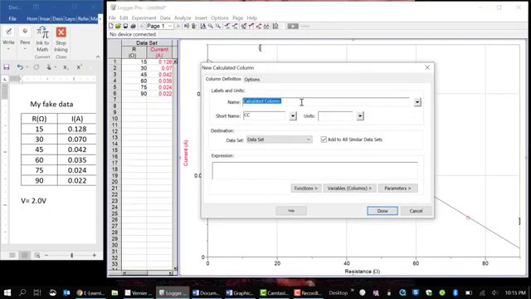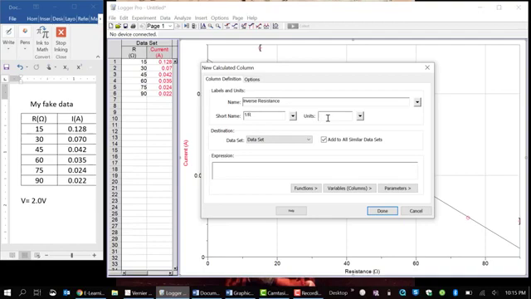When you do that, it asks what you want to call this new column. We want to call it inverse resistance, because that's what it is, the inverse of the resistance, which is 1 over the resistance. So I typed inverse resistance for the name. Then for the short name, that's what goes in the mathematical model. Resistance is capital letter R, so inverse resistance is going to be 1 divided by capital R.